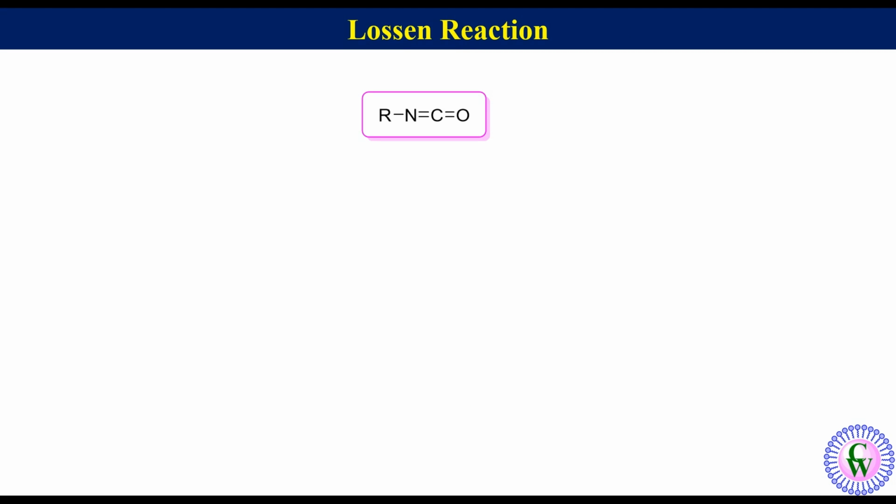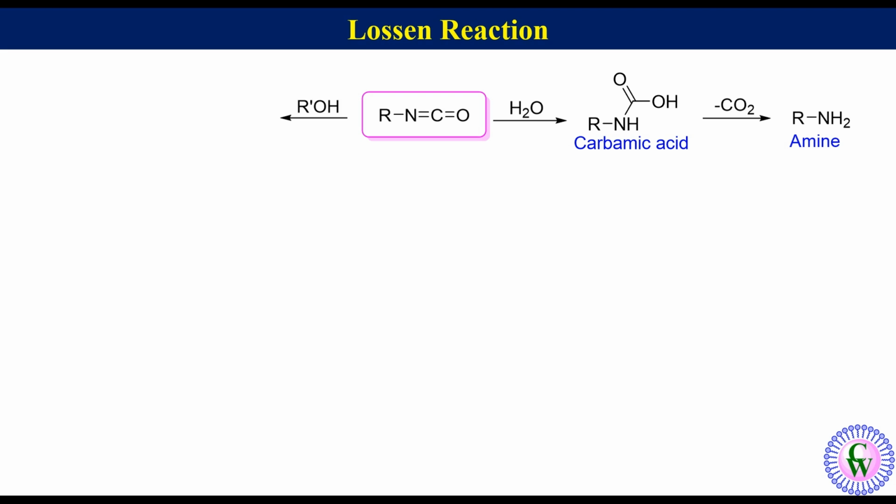Isocyanate is a very important intermediate. It reacts with water to produce carbamic acid derivative, which eliminates carbon dioxide to produce amine. Reaction with alcohol gives carbamate, and reaction with amine gives urea derivative.